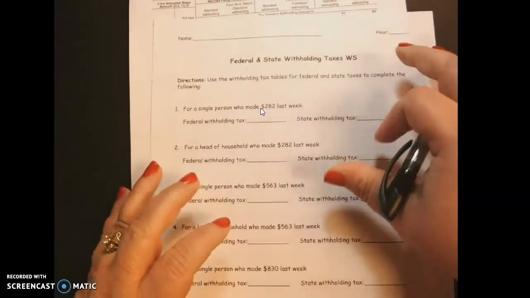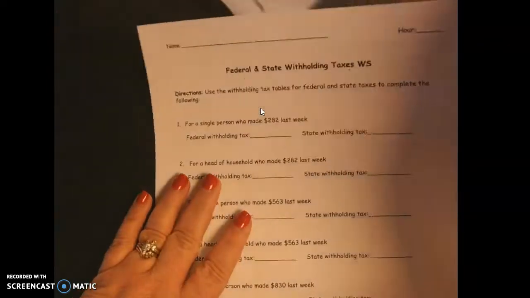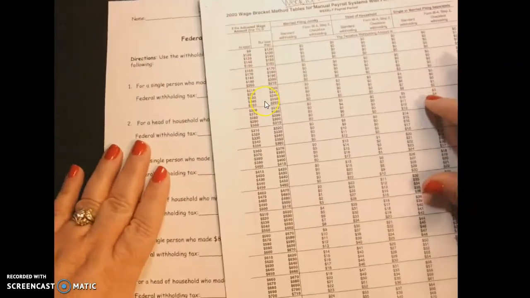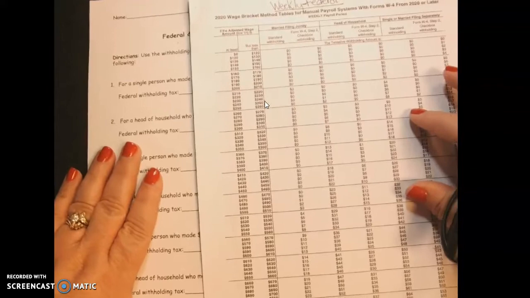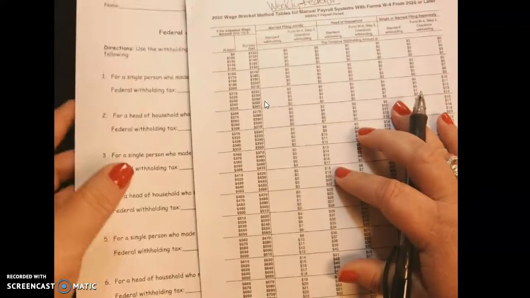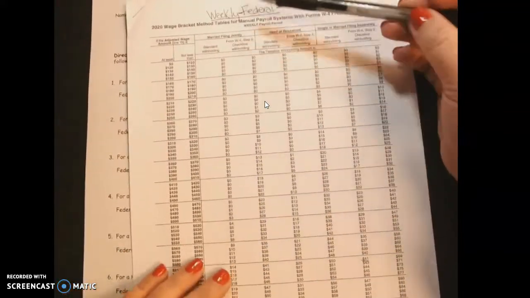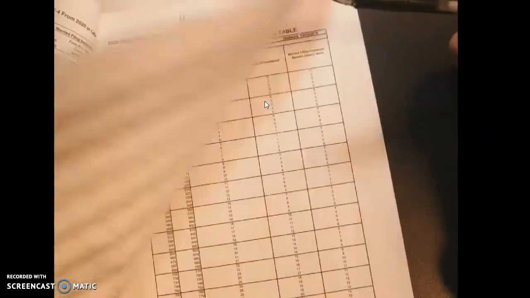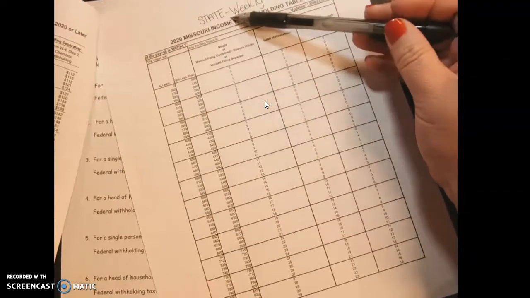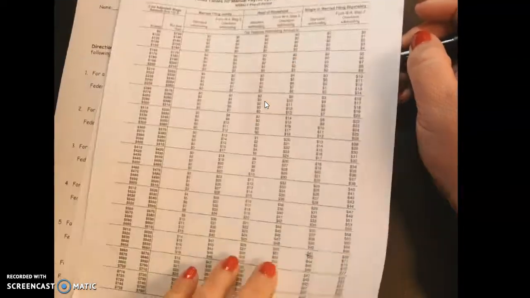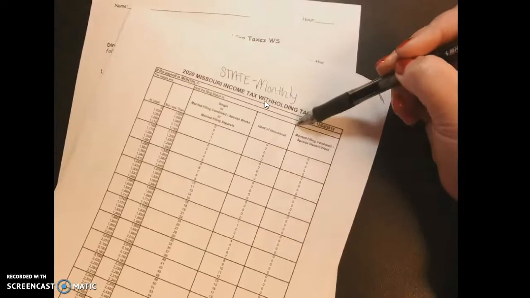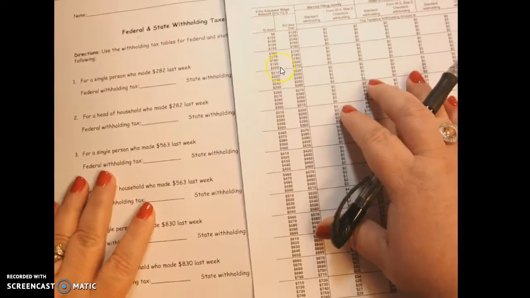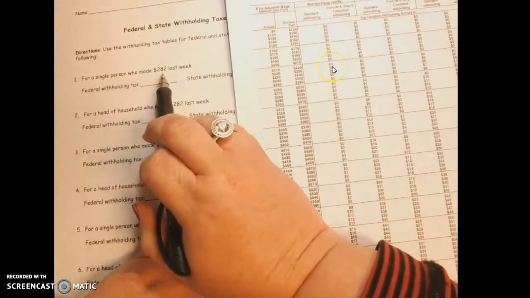Okay? You should have tax tables. You should have this sheet and tax tables to be able to work with, because we'll go back and forth between the two. And I'll show you how to use them. In your tax tables, you should have weekly federal, 2 pages, monthly federal, 2 pages, state weekly, and the last page, state monthly.